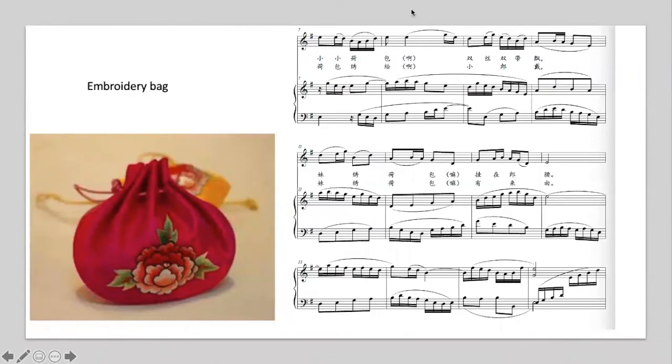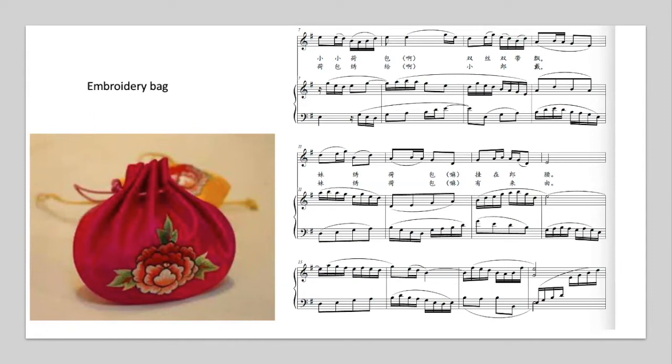Here is the second folk song that I want to introduce today, Embroidery Bag. So here is a souvenir. It was widely used in ancient times. People put napkins or lipstick in this kind of bag. It's almost like a women's purse nowadays. It is pretty cool because you always have embroidery, beautiful flowers, on the bag.